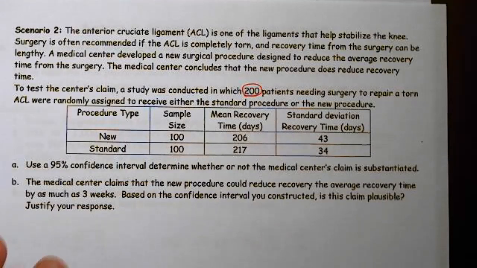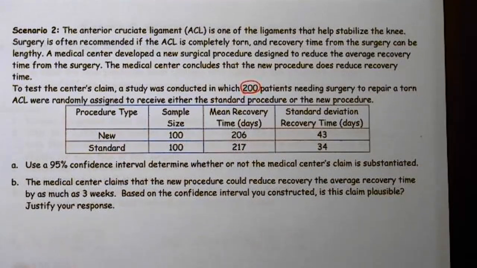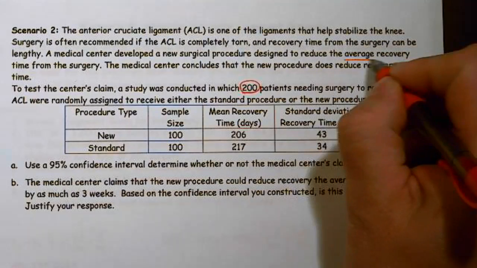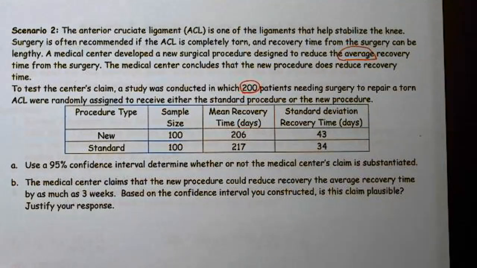Surgery is often recommended if the ACL is completely torn, and recovery time from the surgery can be lengthy. A medical center developed a new procedure designed to reduce the average recovery time. This is important. They're telling us we're working with means. All right. The medical center concludes that the new procedure does reduce recovery time.